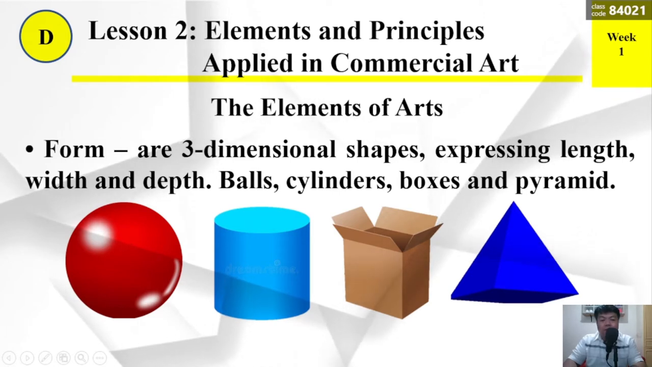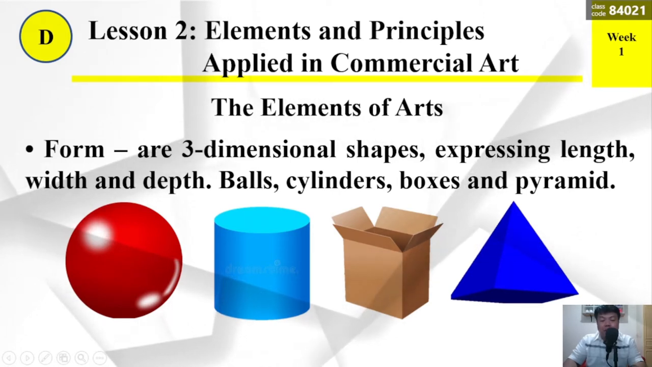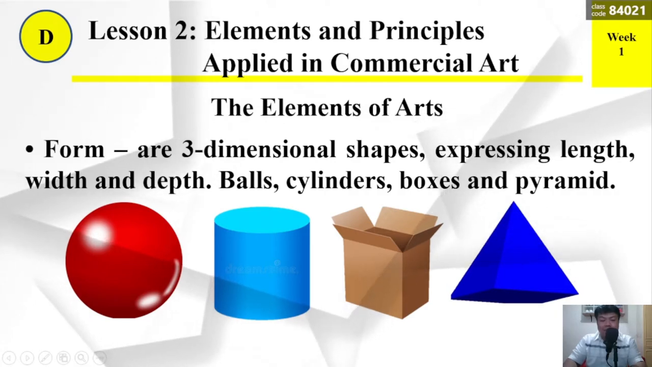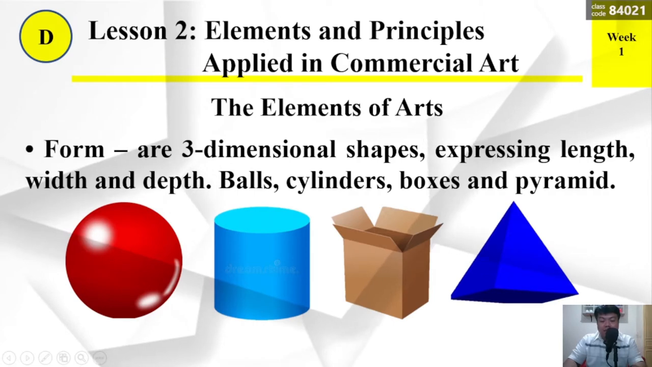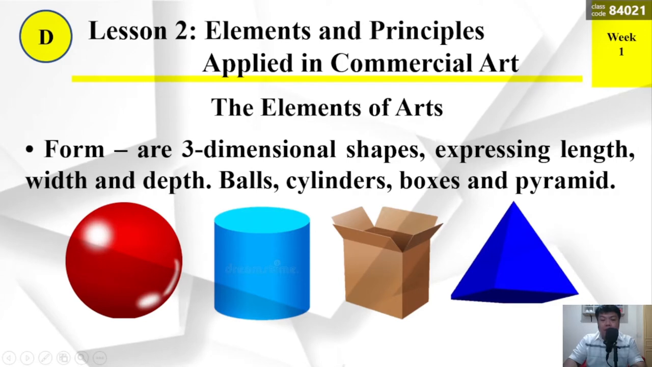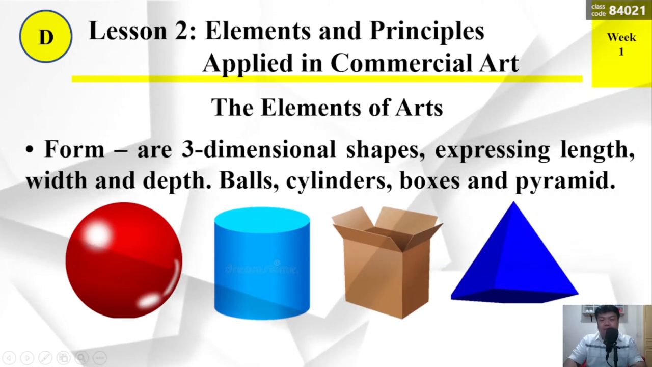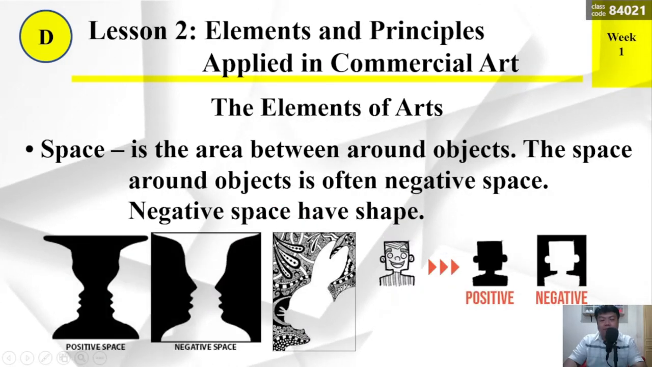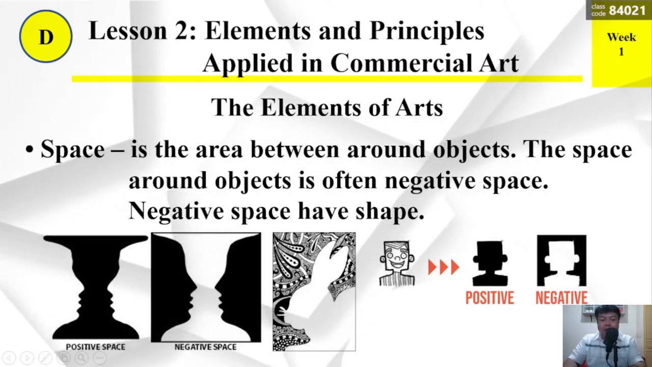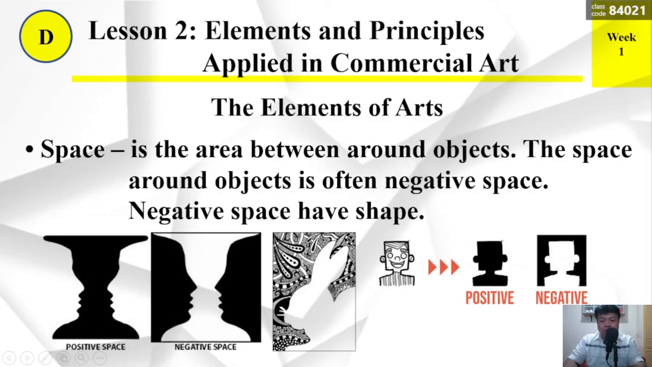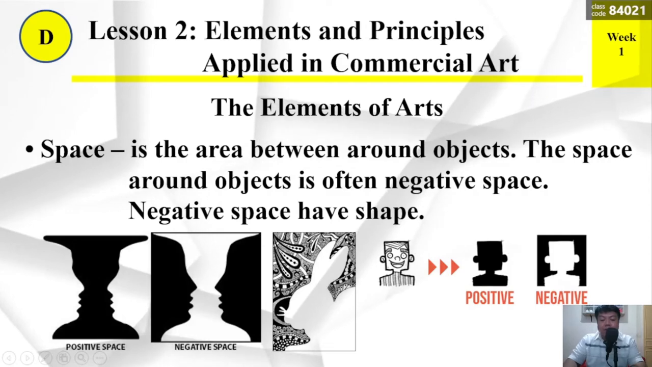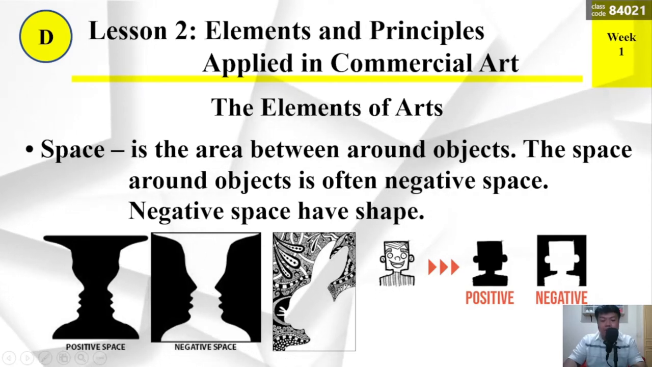Form. Forms are three-dimensional shapes expressing length, width, and depth. Balls, cylinders, boxes, and pyramids are examples of form. Space. Space is the area between and around objects. The space around objects is often negative space.